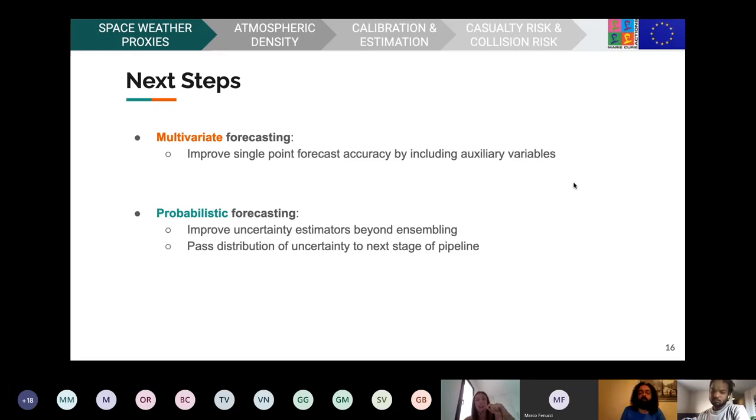In the next step of the work, we therefore want to improve our single point accuracy by including auxiliary variables in a multivariate approach, and also expand our approach to produce probabilistic forecasts. Some studies suggest that using ensembles as we have for uncertainty quantification can yield slightly overly optimistic results. And this can then be passed to the next step of the pipeline, the atmospheric density modeling.